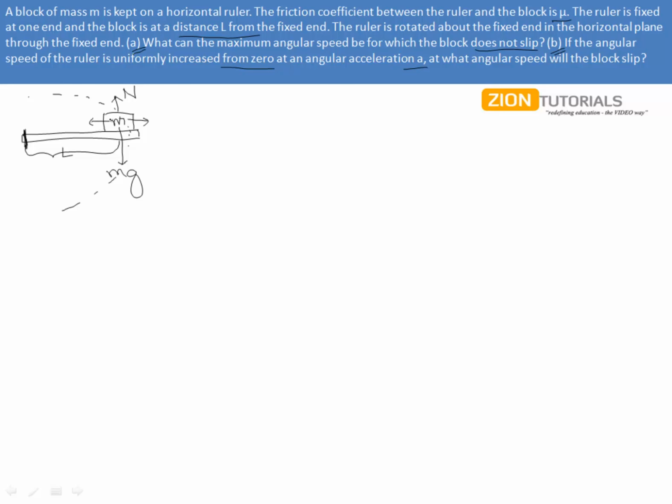So if discussing the problem with respect to this ruler, we can say that the frictional force is actually balancing the outward centrifugal force, which is actually equal to the magnitude of the centripetal force, that is m omega square L. Now mu mg equals m omega square L, giving us omega equals under root mu g over L. So this is the maximum angular speed for which the block will not slip.